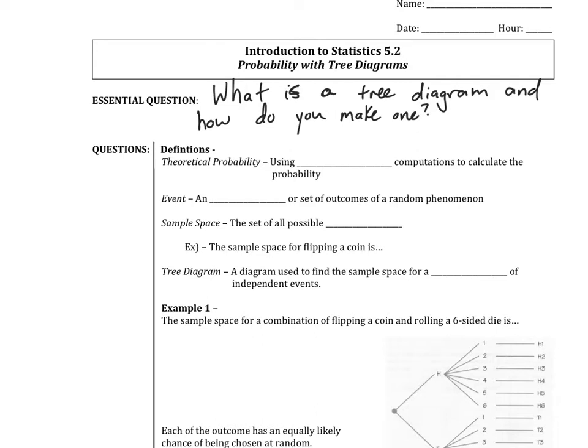And then we have a few definitions. Theoretical probability is using mathematical computations to calculate the probability. An event is an outcome or set of outcomes of a random phenomenon. A sample space is the set of all possible outcomes.